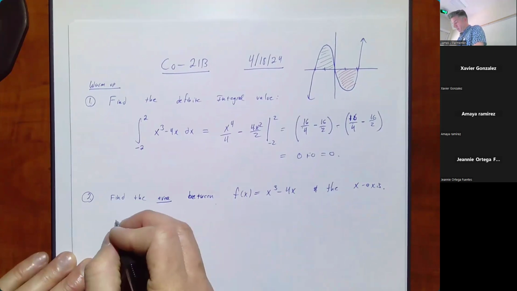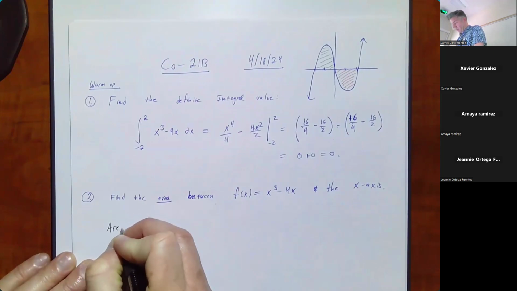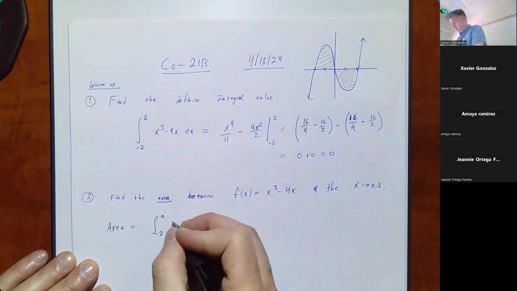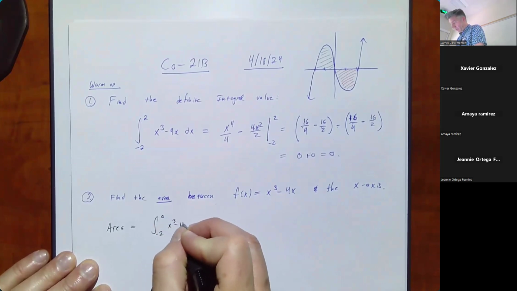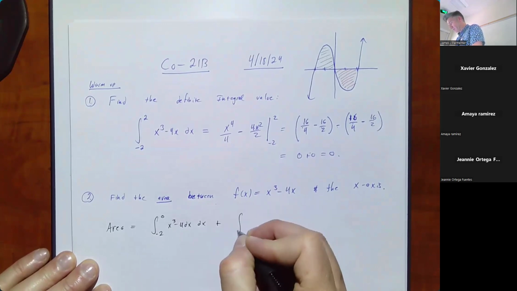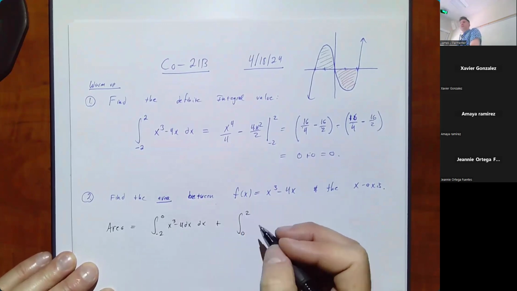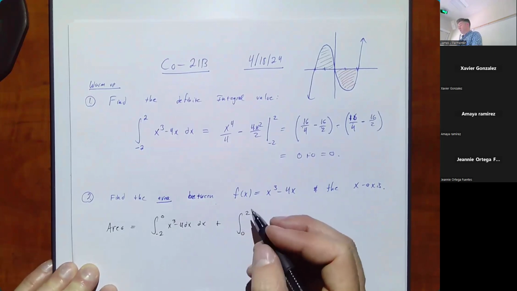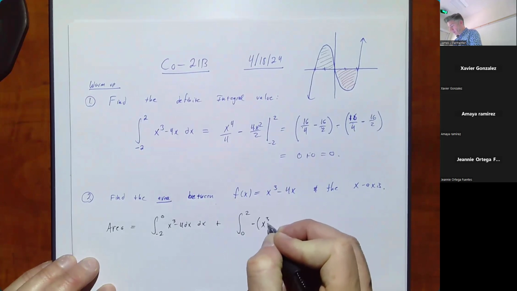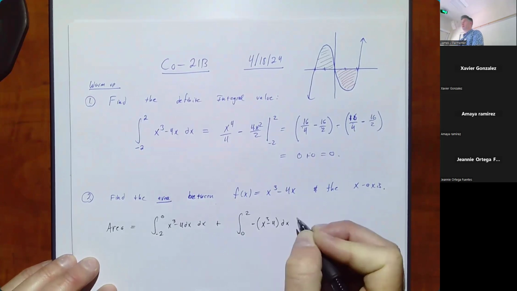We're going to say the area is going to equal the integral from -2 to 0 of x cubed minus 4x dx plus the integral from 0 to 2. There's a couple ways to do this. I personally would like to write it as negative x cubed minus 4x dx.